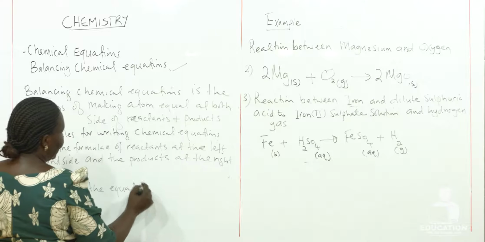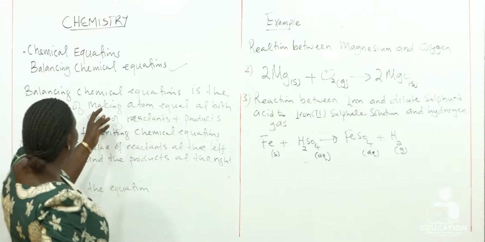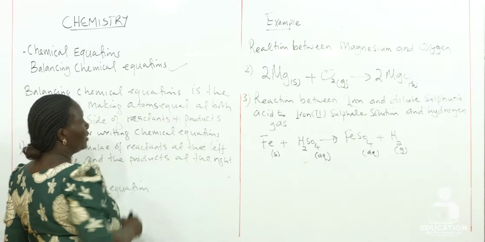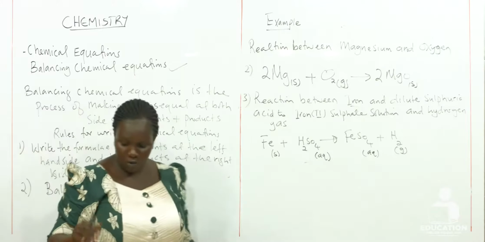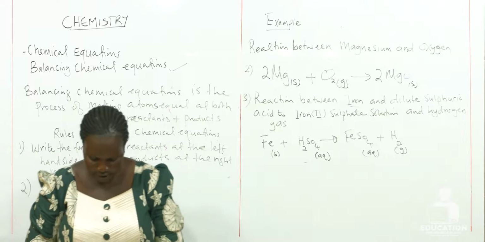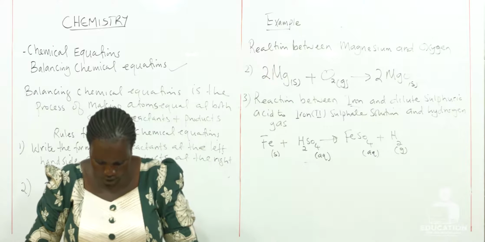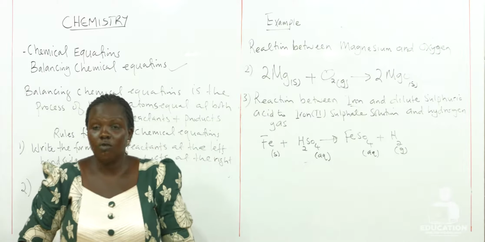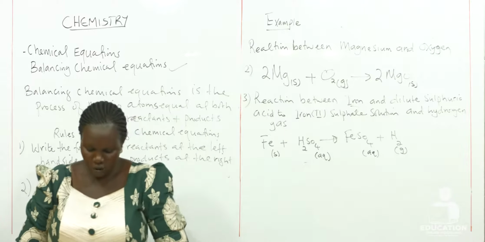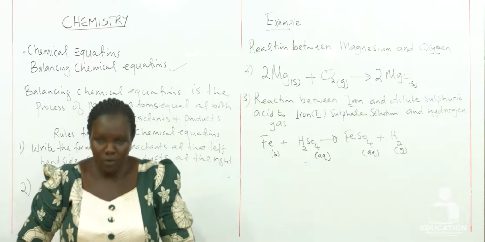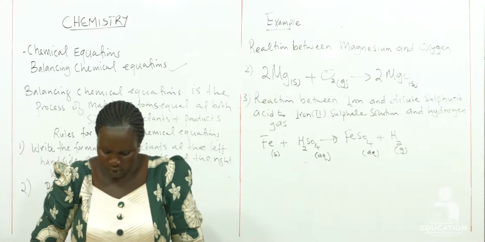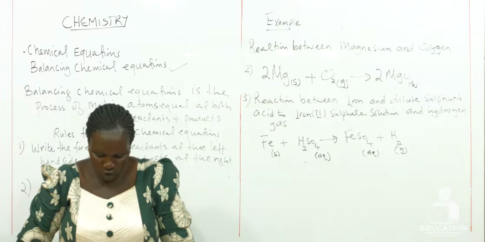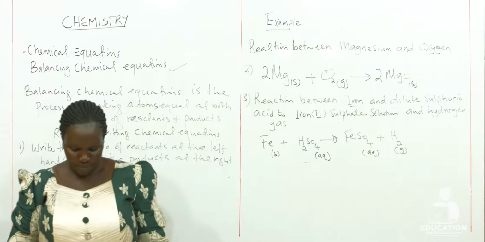And we said balancing an equation is the process of making the number of atoms equal at both sides of the equation, that is the reactants and the products. And if it is not easy, you can use fractions. You write the fraction, and then after that you multiply through by the denominator, so that you reduce it to whole numbers.